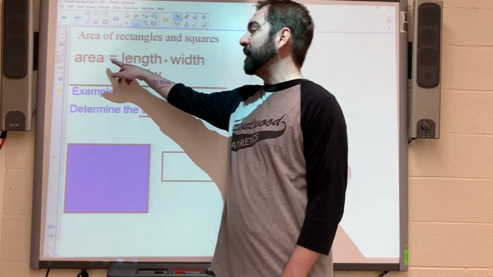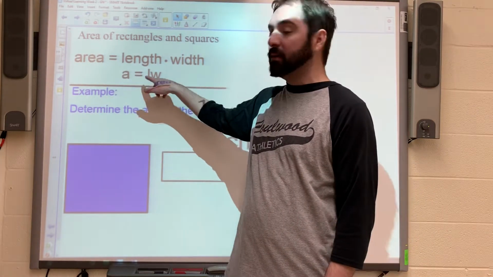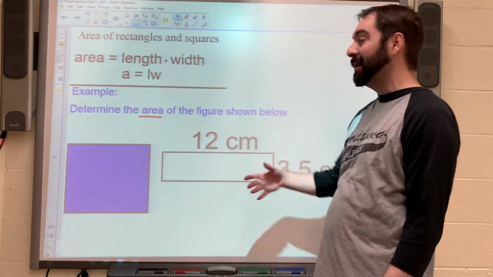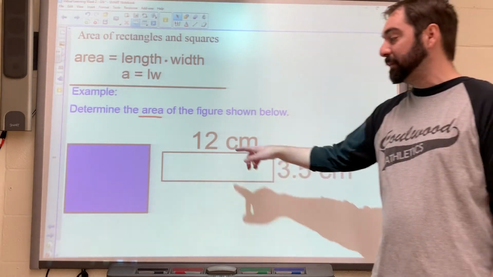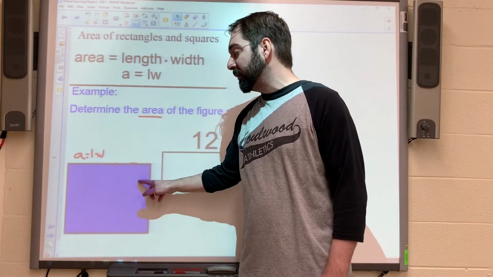Remember, we use that to find the area of a 4-sided shape, length times its width. A equals length times width. So up here, I have a basic rectangle with the dimensions 12 centimeters by 3.5 centimeters. Always start off by writing your formula.